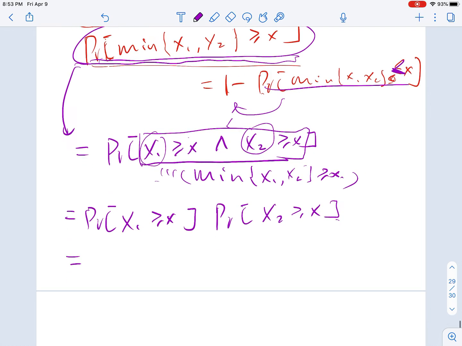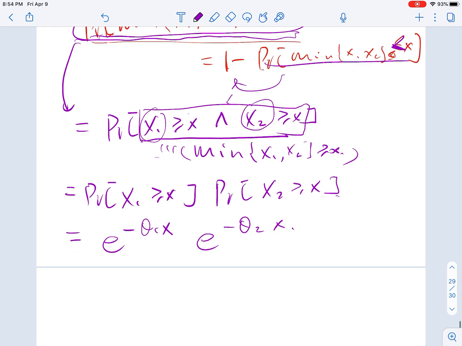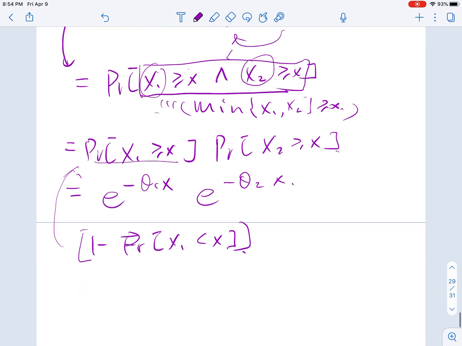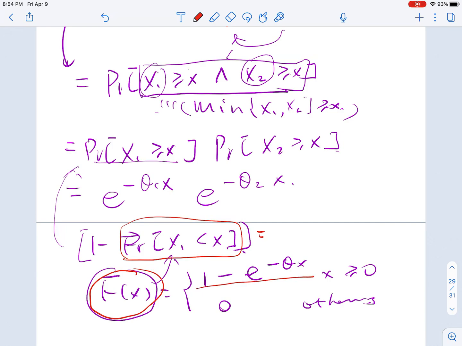We can plug in, do a bit of calculation, and realize that this is e to the negative theta1 x, and this is e to the negative theta2 x. How do we do that? It's really just 1 minus F, the probability of X1 less than x. By the definition we have, recall that F(x) equals 1 minus e to the negative theta x when x is greater than or equal to 0, and 0 otherwise. I'm copying the whole thing out, so this F(x) is really just here. Let me change it here. This term is the same as this term, which is the same as this term, so it becomes 1 minus, so e to the negative theta x.